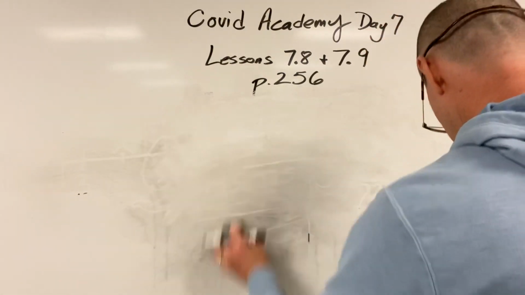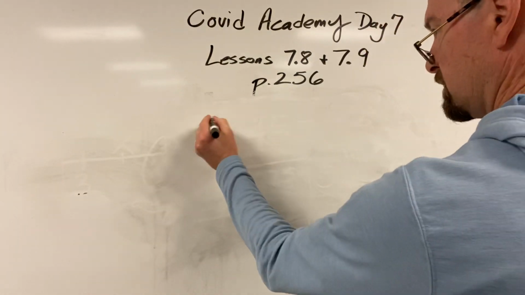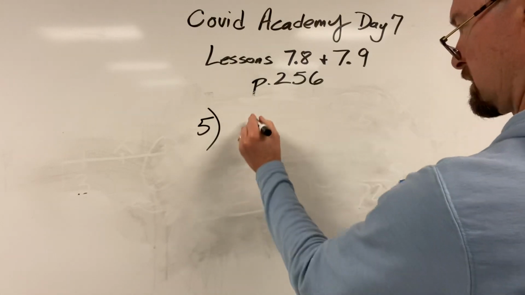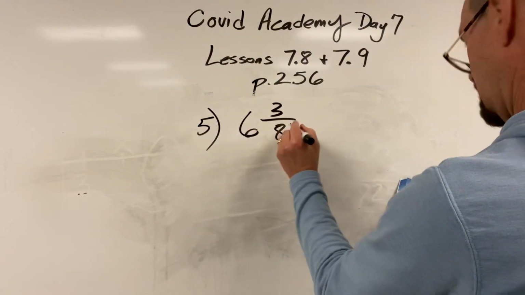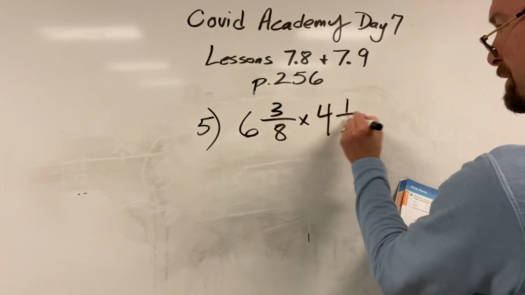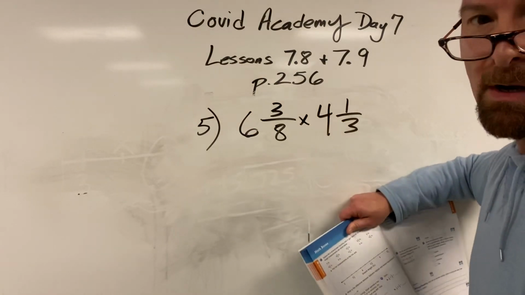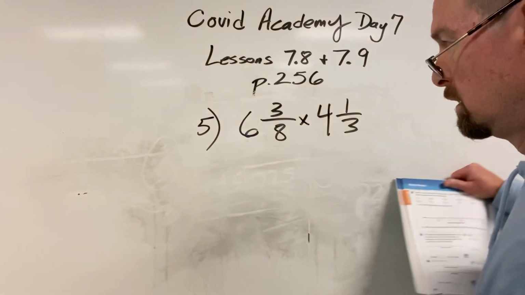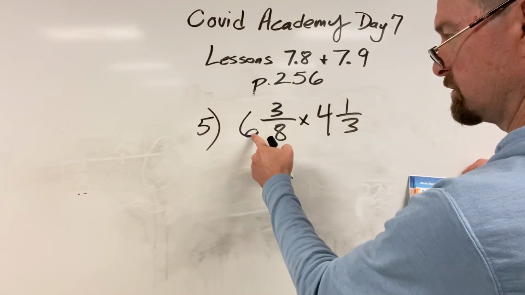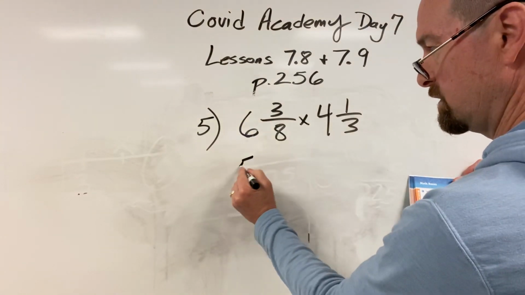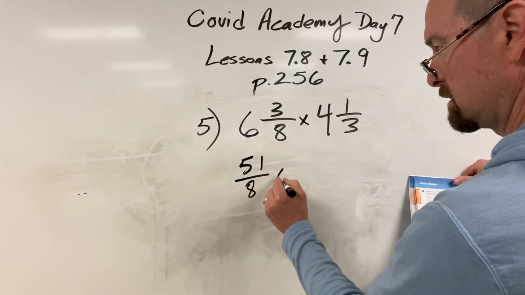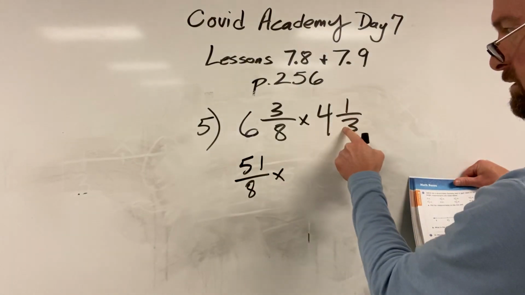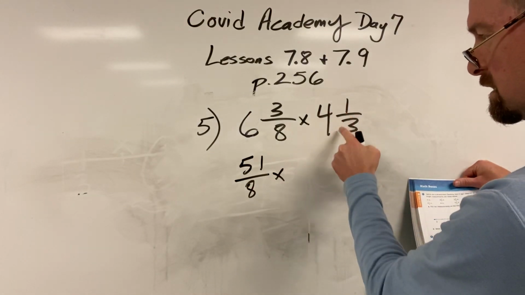It is number 5, 6 3/8. Oh, this looks nasty. 6 3/8 times 4 1/3. You're going to have to make them improper. Don't just say 6 times 4. So let's make them improper. 8 times 6 is 48. 3 more is 51/8 times. Make it improper. 3 times 4 is 12. 1 more is 13/3.